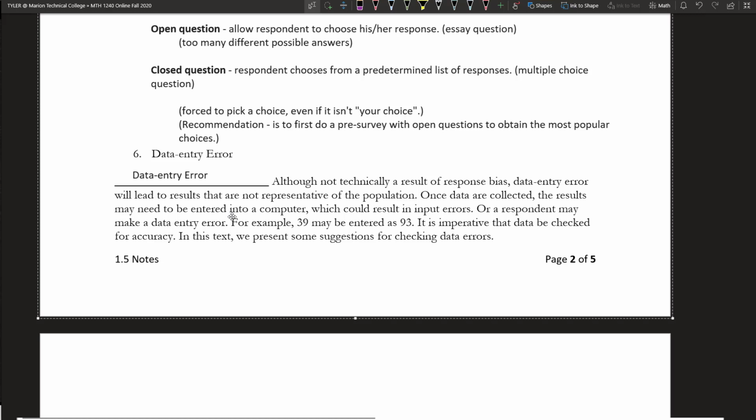But basically, data entry error is when you're doing something on paper, and then typically, we want that to be entered into a computer program somehow. And a common one is where people transpose numbers. So there's an example here that maybe instead of writing 39, someone writes 93. All those kinds of things could happen.